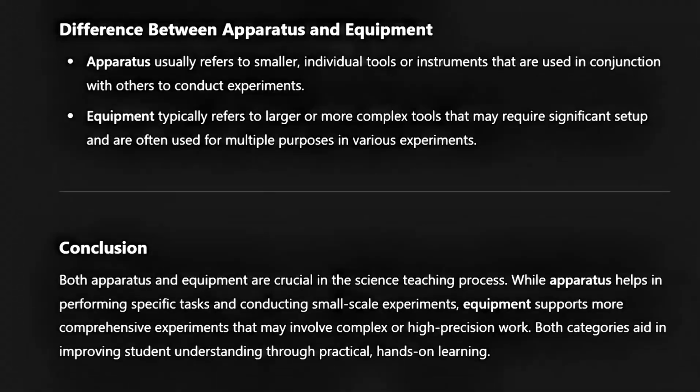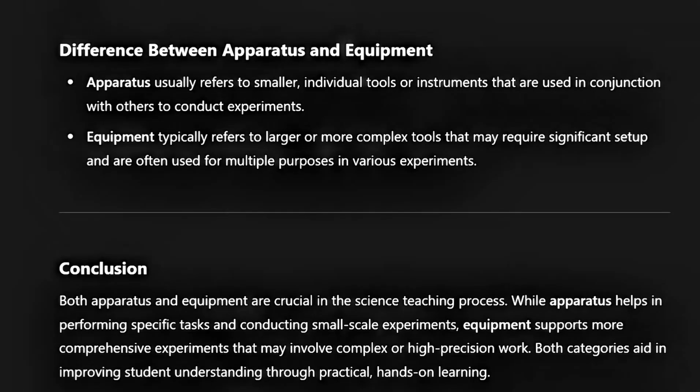Difference between apparatus and equipment. Apparatus usually refers to smaller individual tools or instruments that are used in conjunction with others to conduct experiments. Equipment typically refers to larger or more complex tools that may require significant setup and are often used for multiple purposes in various experiments.